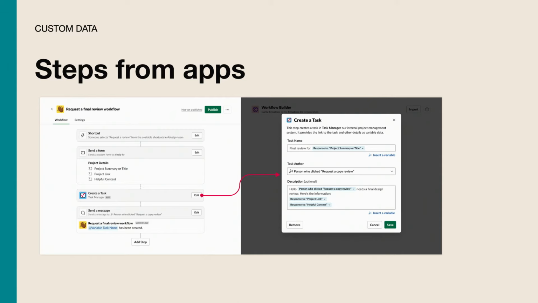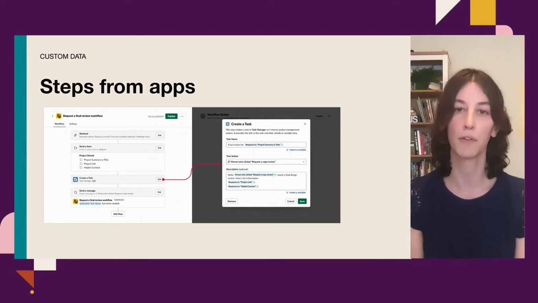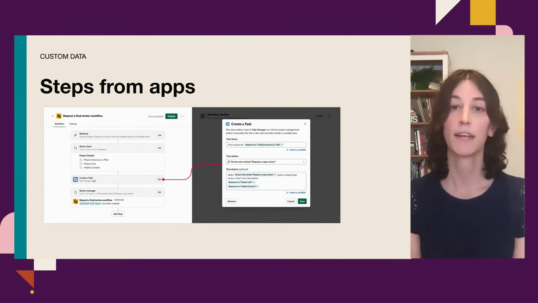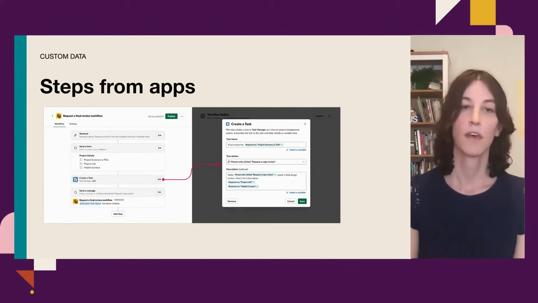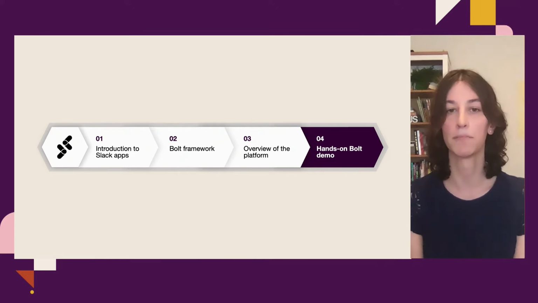And lastly, custom apps can plug into Workflow Builder using custom steps from apps. This allows users to plug in pieces of your app's features and functionality directly into their own customized workflows. Bolt offers a simplified interface to create these steps as well as route them. And there's a session all about steps from apps tomorrow that's going to go over building them in Bolt for JavaScript. Now that I've given an overview of the platform and what developer tools might make it easier, I'm going to let Steve take over to go deeper into Bolt.